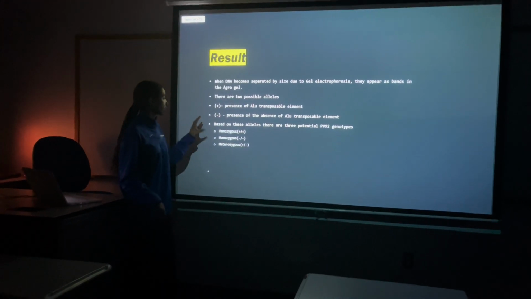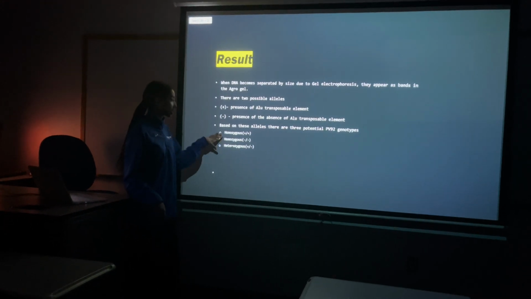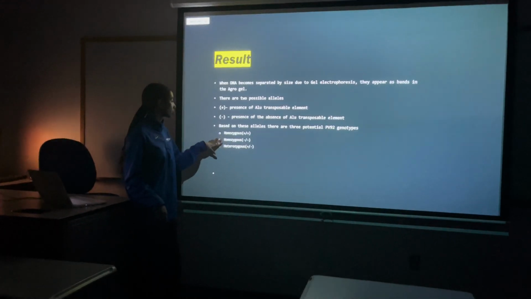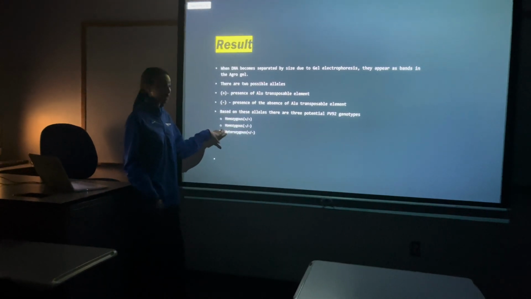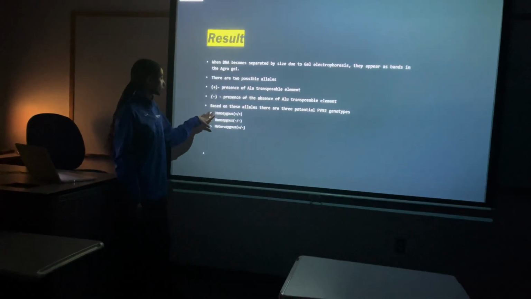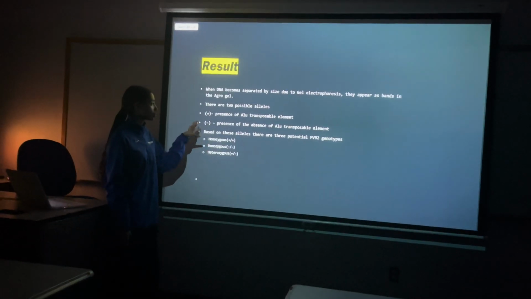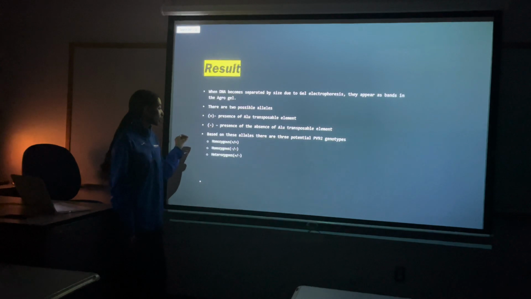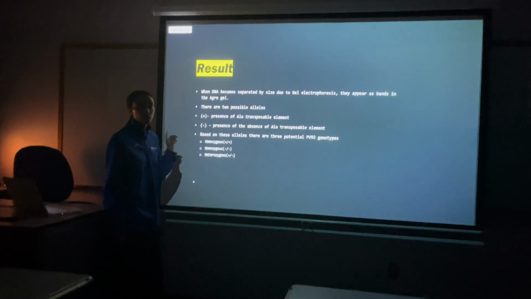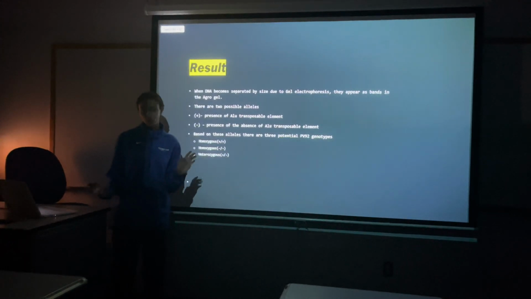Based on this, we can get three types of genotypes: homozygous dominant, which is plus plus; homozygous recessive, which is minus minus; and heterozygous, plus and minus. When it's homozygous dominant, it means that it contains two allele transposable elements, and when it's homozygous recessive, it contains neither. And when it's heterozygous, it contains one.